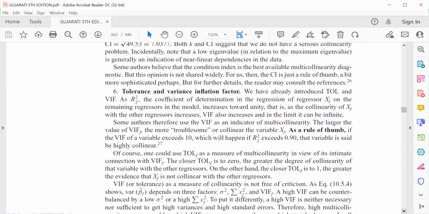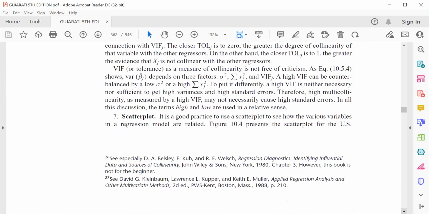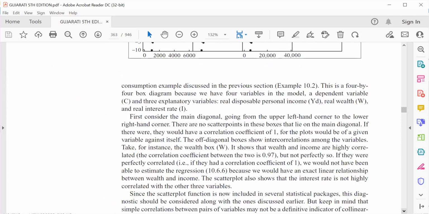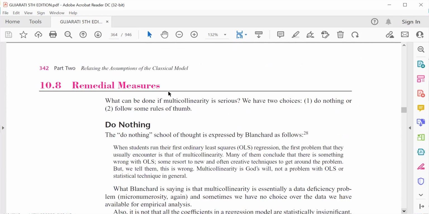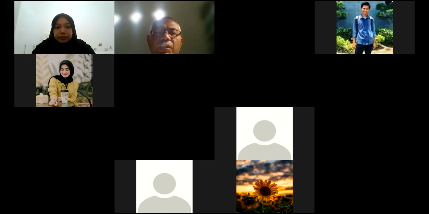How to solve the problem of multicollinearity? One, do nothing. This is a very good statement. Very nice statement: do nothing. I will explain why we do nothing.